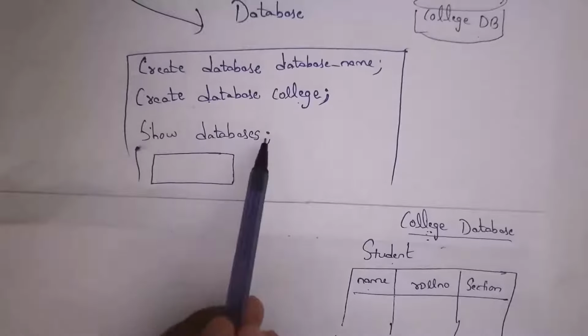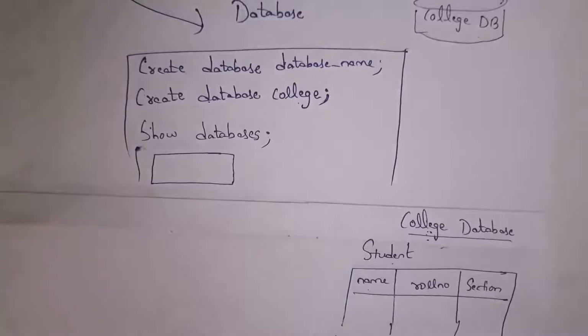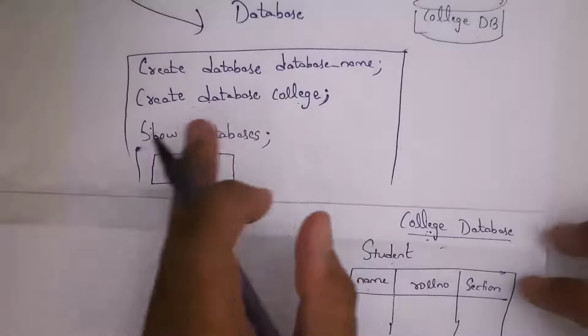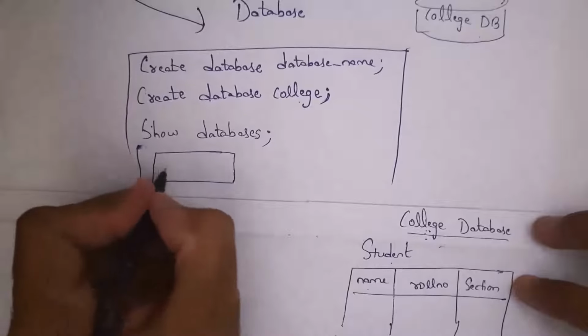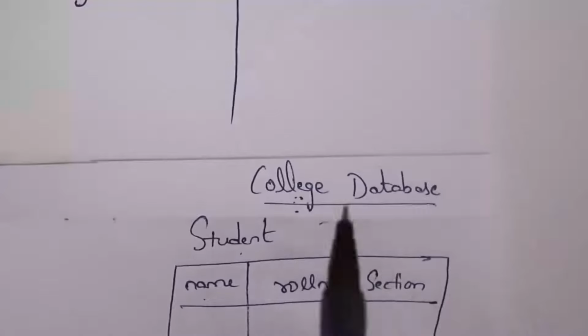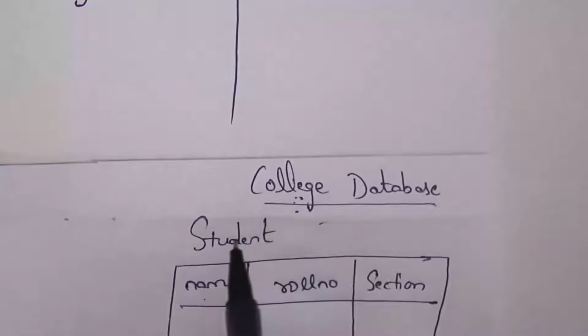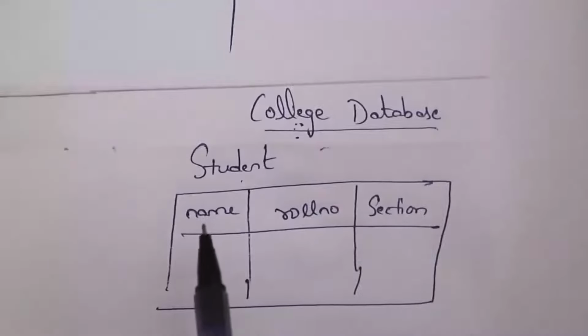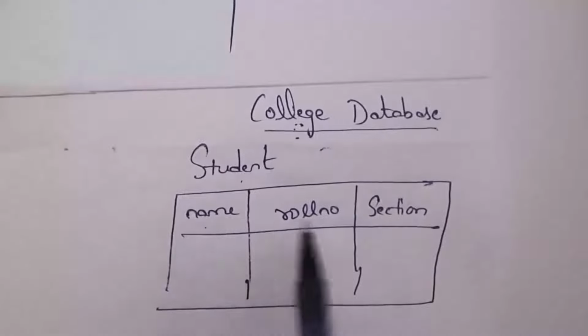Whenever you write this code and click enter, you will get output. It will display all databases present in my database software. So there is only one database, that is college database. So it will display college database. Now inside this college database, I want to create student table. And this student table must contain 3 columns. They are name, roll number and section.